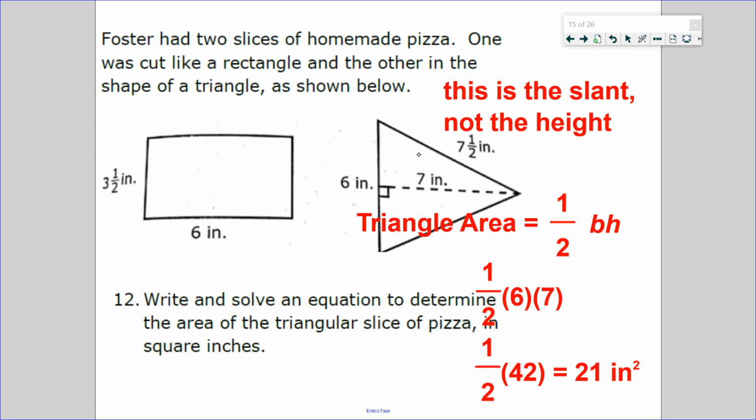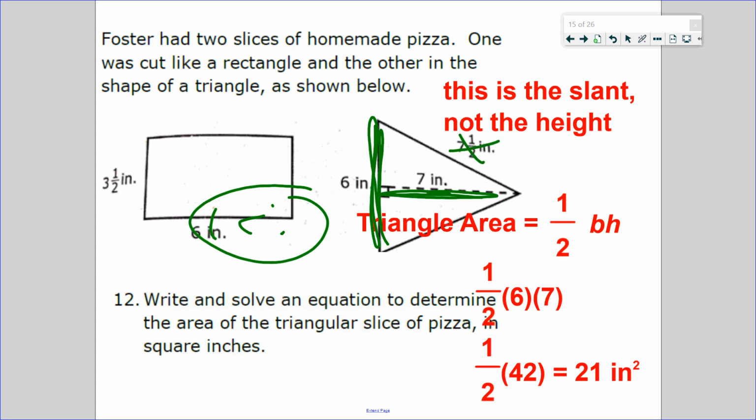Number 12 says, write and solve an equation to determine the area of the triangle. If you turn your head sideways, you'll notice that this is the base, this is the height, and this is junk information called the slant. So the triangle formula is half of base times height. The base is 6, the height is 7. Half of 6 is what? 3. 3 times 7 is 21. Or maybe you prefer to multiply the base times height, which is 42, and cut that number in half and get 21. What do you prefer to do? I like shortcuts, so I'm going to do half of 6, 3. 3 times 7 is 21.